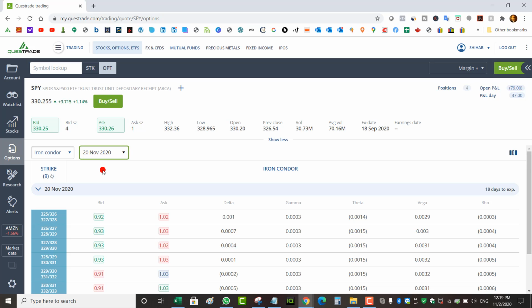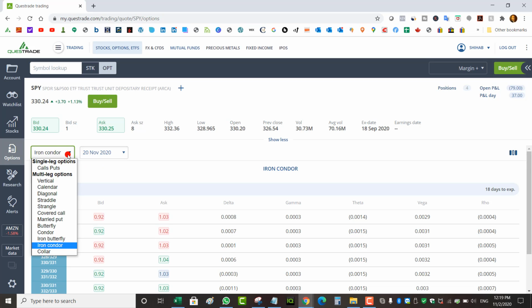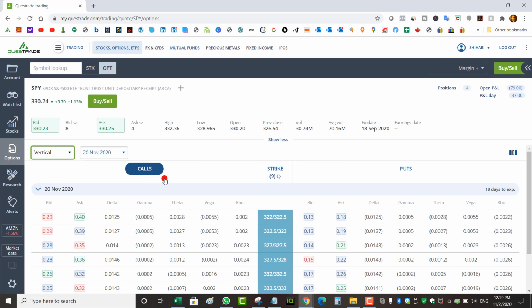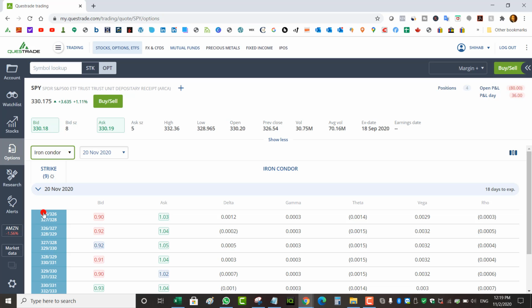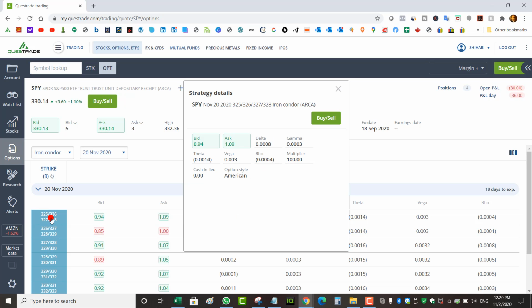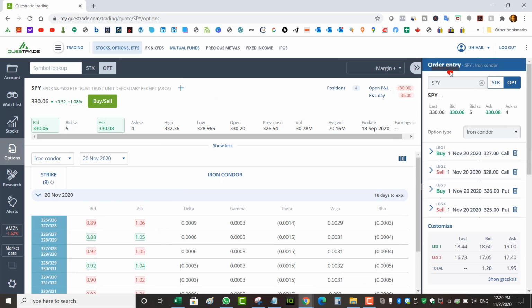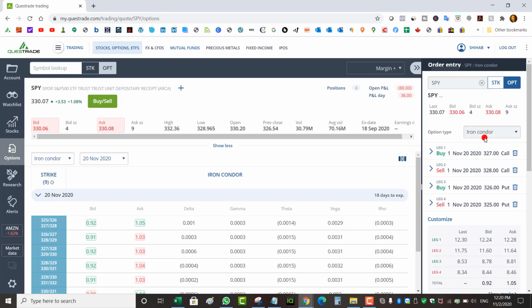Now, an iron condor, if you've watched my previous videos, is basically the combination of a vertical call spread and a vertical put spread. When you do them at the same time, it's called an iron condor. If I go back to iron condor, I could choose any strikes that I want, but I could adjust them later, so it doesn't really matter. I'll click anywhere, click buy and sell, and then automatically the order entry window updates.